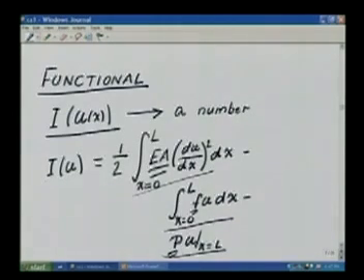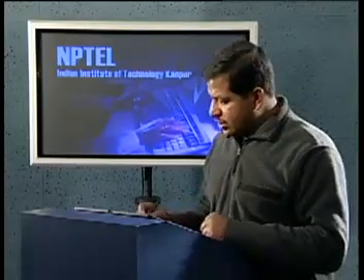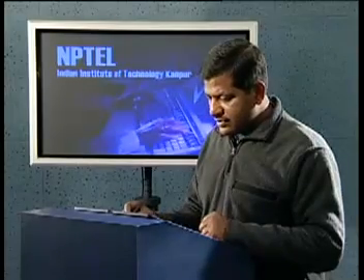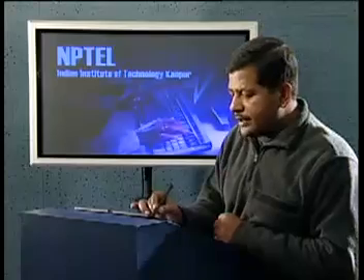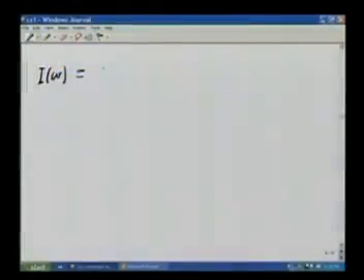Now I change the function u, put some other function w there, I'll get another number. So this is called a map of the function to real numbers. Okay, so when I have I of u, I can also define another functional by another example. Let's take this: half, integral x equal to 0 to L.